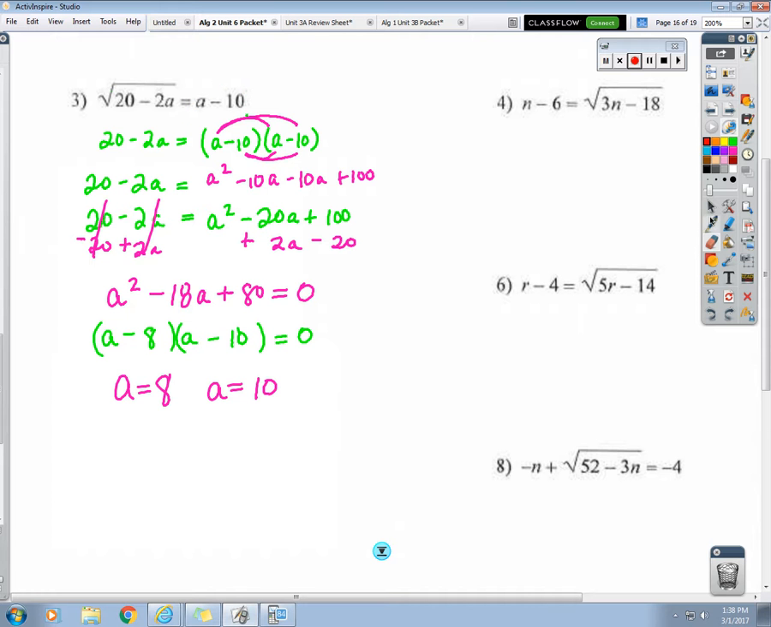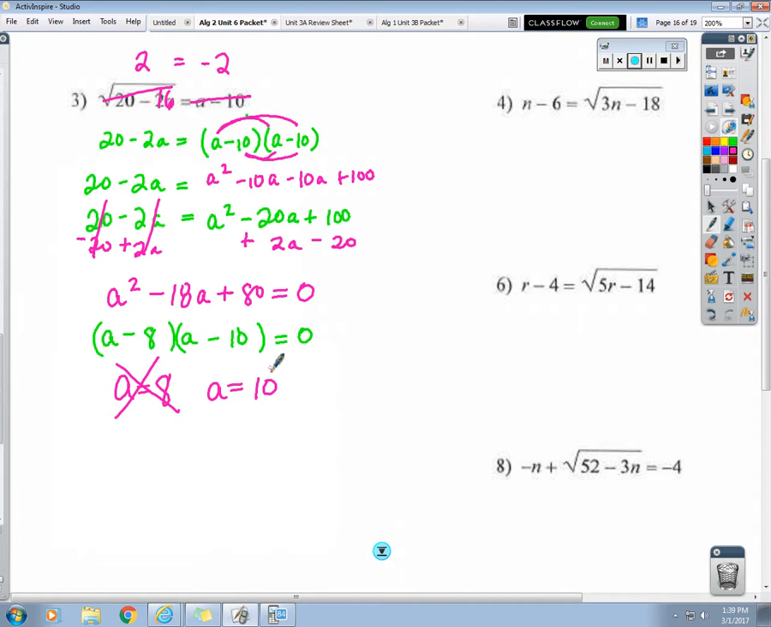So I'll start by checking the 8. If I plug in an 8 right here beside the 2, isn't that going to make a 16? And 20 minus 16 is 4, and the square root of 4 is 2. If I plug in 8 over here, 8 minus 10 is negative 2. So look, I don't end up with a true statement, so that 8 is extraneous. And see how it wasn't negative? Sometimes even positive solutions can end up being extraneous answers.